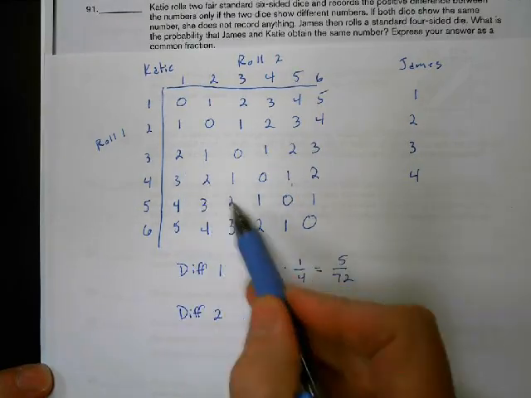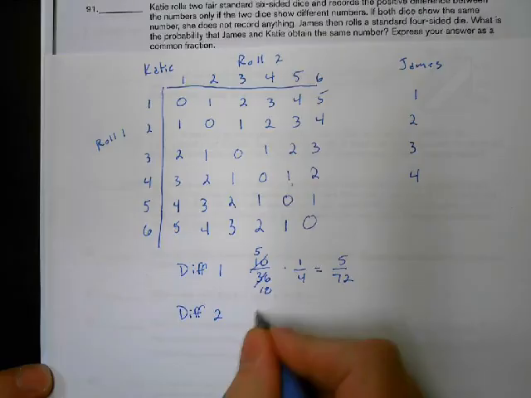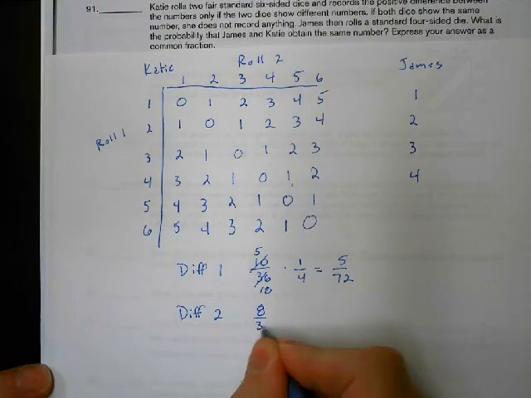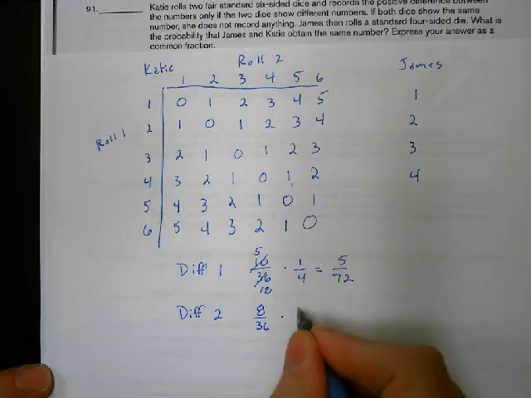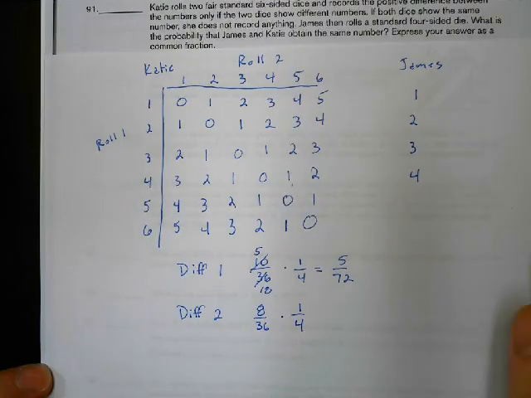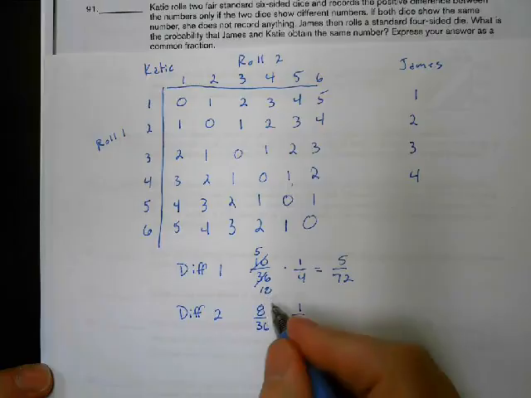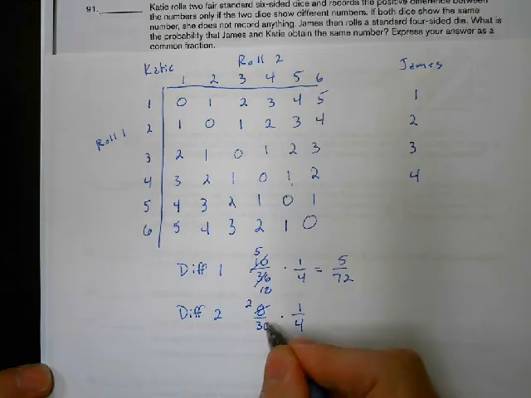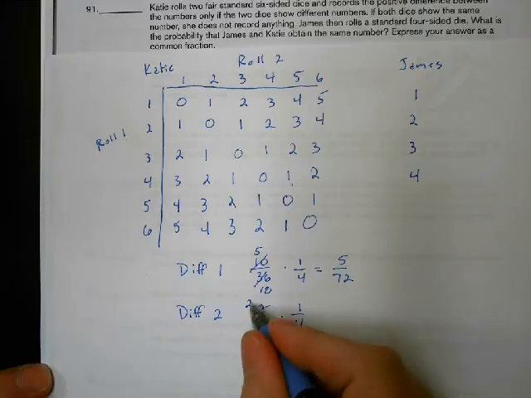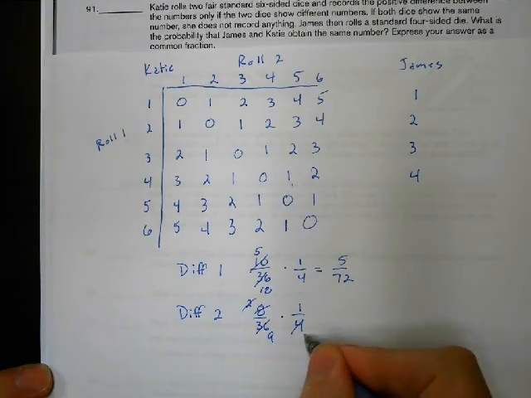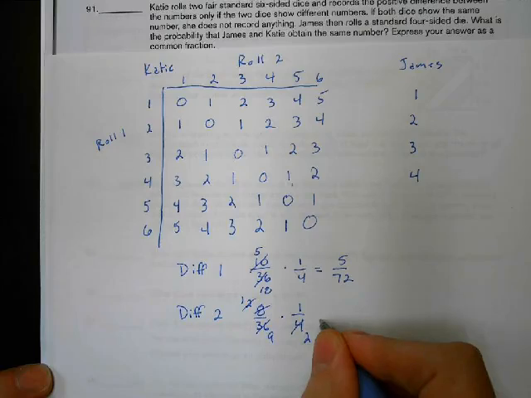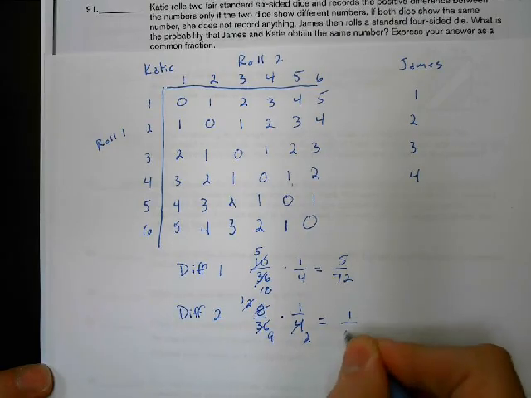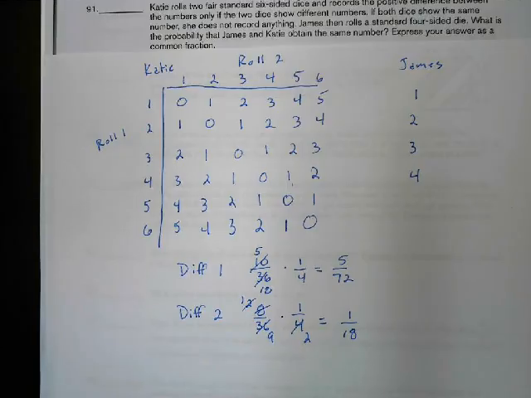She has 1, 2, 3, 4, 5, 6, 7, 8. 8 out of 36 chances of getting a difference of 2. He has a 1/4 chance of rolling a 2. We can reduce these by 4. 4 goes into this twice. 4 goes into 18 9 times. And 2 and 4 reduce. So we get 1/18 chance there. Did I reduce that right? Yeah, I did. All right.